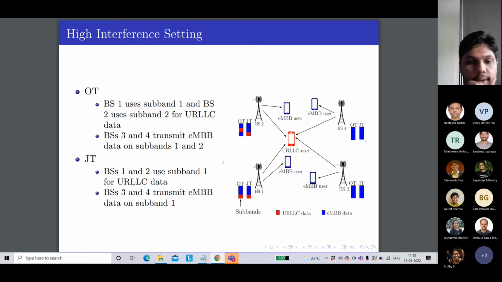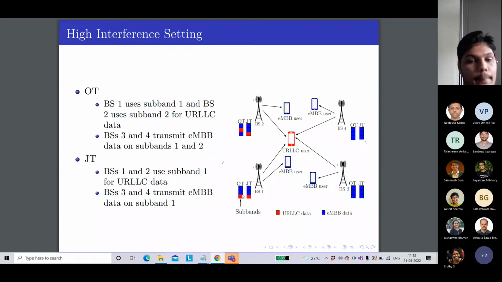Base station 1 transmits URLLC data on subband 1 and base station 2 transmits URLLC data on subband 2. Now base station 1 transmits eMBB data on subband 2. Similarly, base station 2 transmits eMBB data on subband 1. Similarly, base stations 3 and 4 also transmit eMBB data on those subbands.